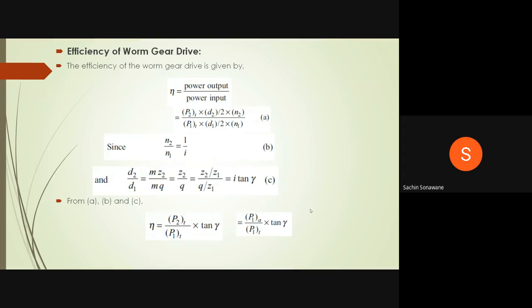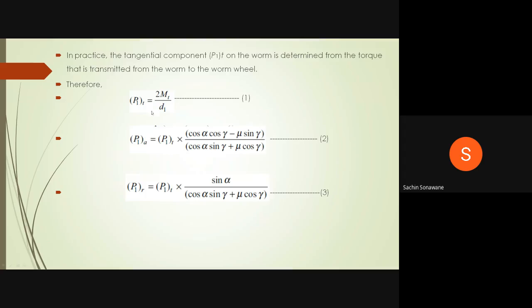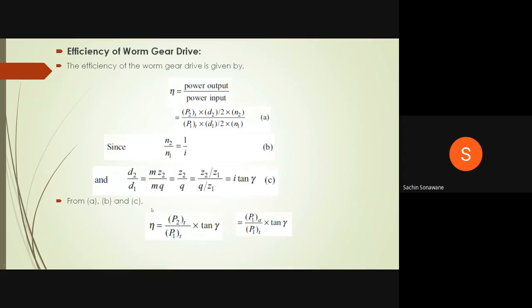Now, these are the three forces P1T, P1A and P1R. Now, we will find out efficiency of worm gear drive.